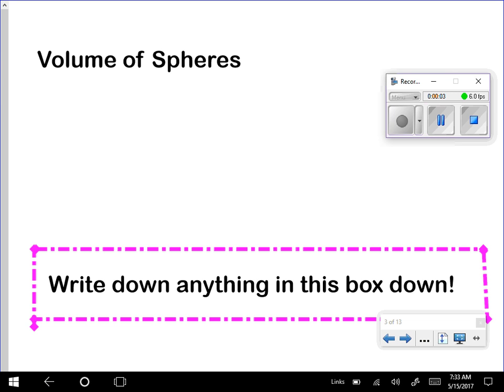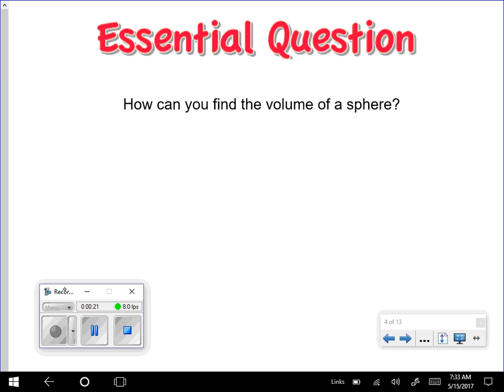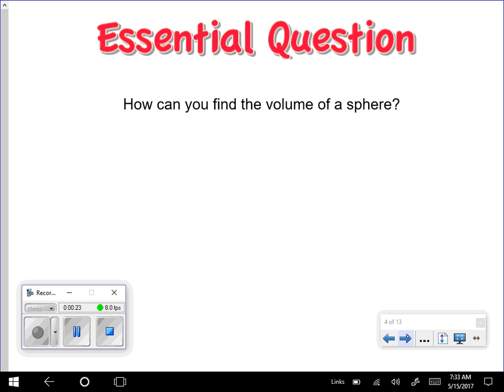Today we're going to be looking at volume of spheres. If you don't know, be sure to go look at the 3D shapes box in my classroom. A sphere is essentially a ball, so any ball that you see could be considered a sphere. So we're going to be looking at how to find the volume of a sphere today.